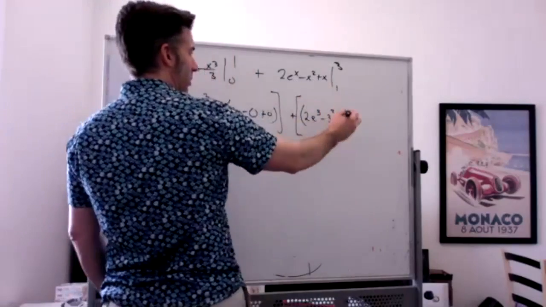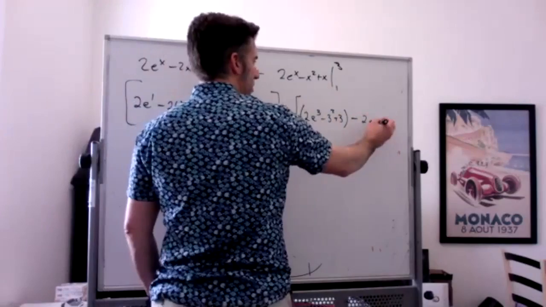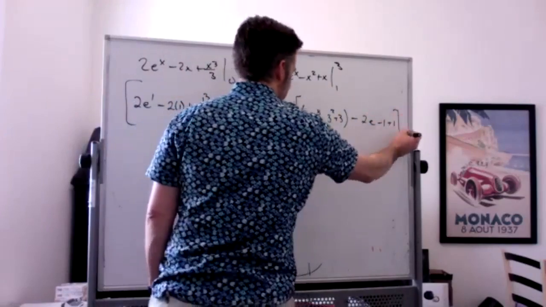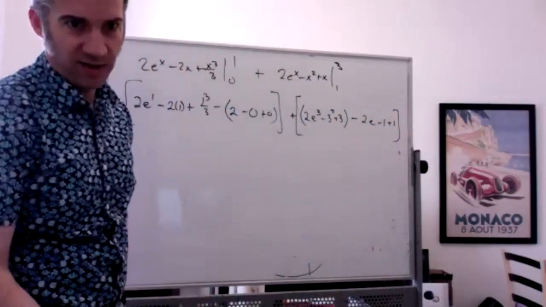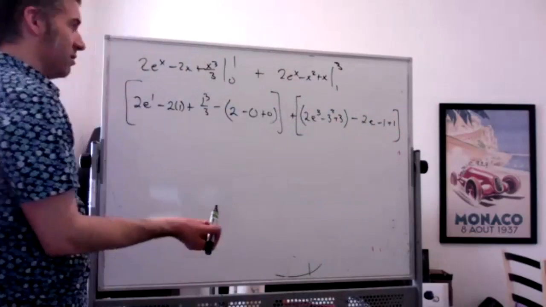Minus, then we're going to plug in 1. We're going to get 2e to the 1 minus 1 plus 1. And then we would try to simplify this. I don't think we really need to do that, but we could do a little bit, I guess, right?